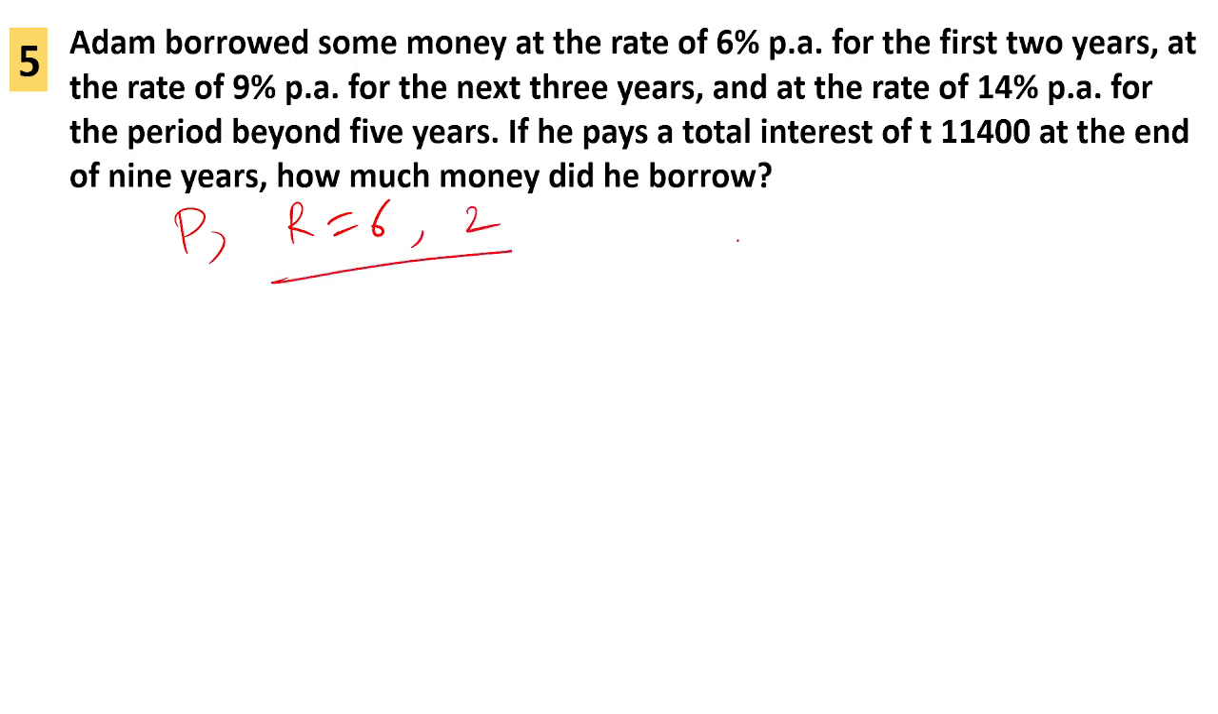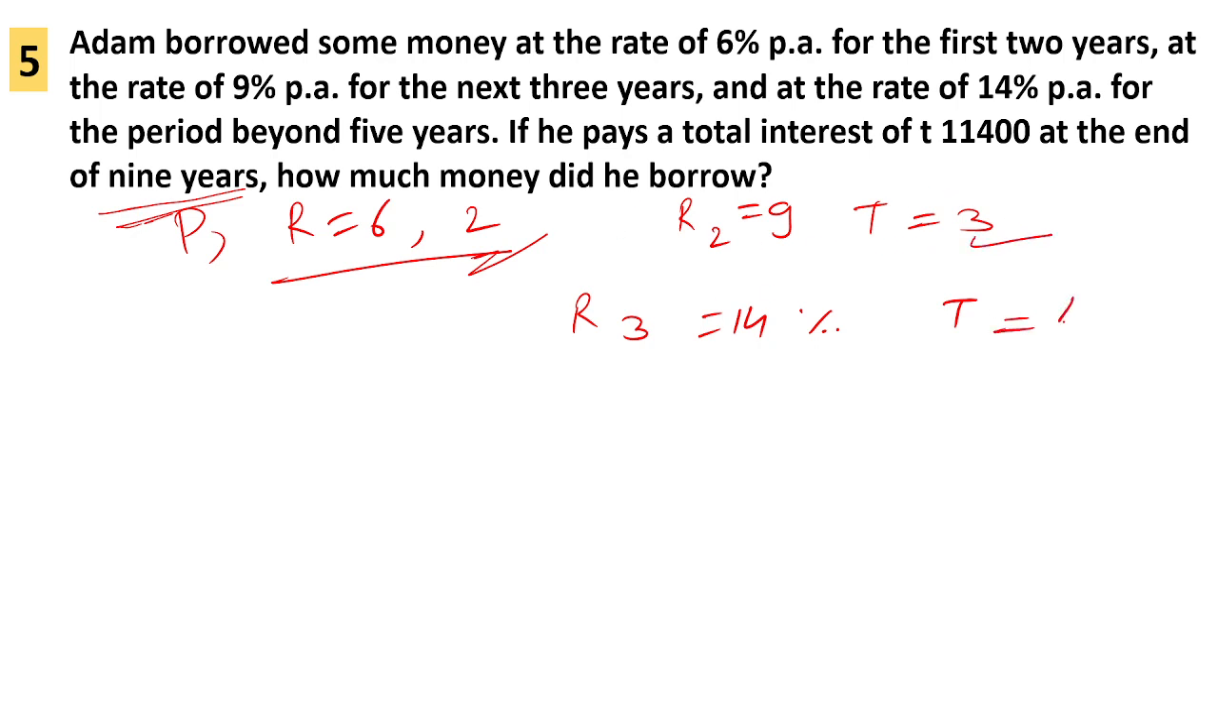Okay, this was the first condition. Next, R2 was 9% and the time was 3 years, and R3 was 14%, but they didn't give the T. We have to find it, because they are mentioning that he invested the money for 9 years, where 2 years are used here, 3 years are used here. So 2 plus 3 is 5. So the remaining 4 years will be used by 14%.